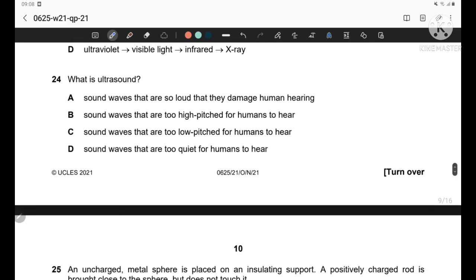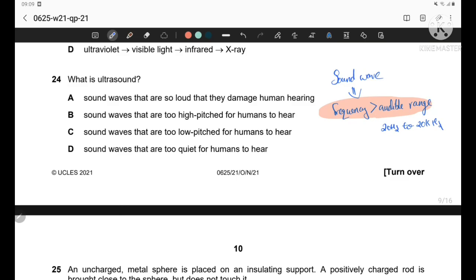Question 24. What is ultrasound? Ultrasound is nothing but a sound wave, but its frequency is greater than the audible range. So, this is the more important point about ultrasound. Its frequency will be greater than the audible range. Audible range means 20 hertz to 20 kilohertz. So, the ultrasound's frequency will always be greater than 20 kilohertz. And when the frequency is greater, the pitch will be greater, because pitch and frequency are related. The more pitch means the more frequency. Hence the correct answer is option B.